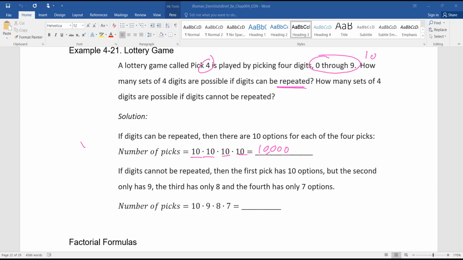Now, the odds go up if it can't be repeated. So if I get a 1 the first time, I cannot get a 1 the next time. So how many options do I have the first time? I have 10. But then the second time, if I can't repeat that number, how many options do I have now? 9, and then 8, and 7. So if there's only a 4 pick lottery ticket here, I would multiply all these: 10 times 9 times 8 times 7.